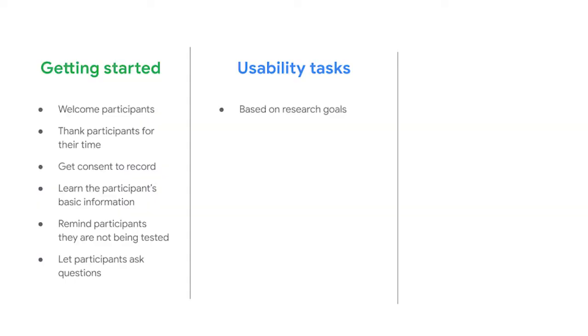So how do you come up with the tasks? Usability tasks should be based on the research goals written in your research plan. Tasks should also be specific. Make participants take action and avoid providing any clues on how to complete the task.